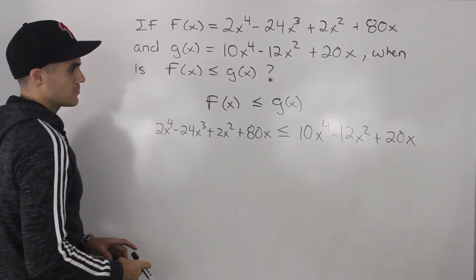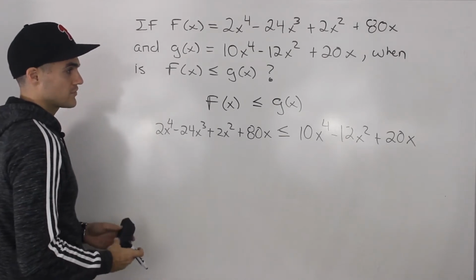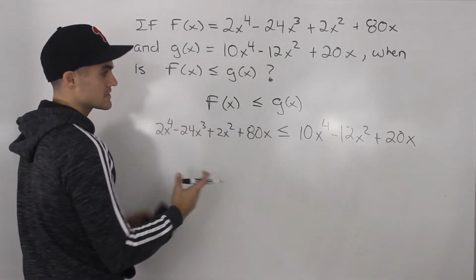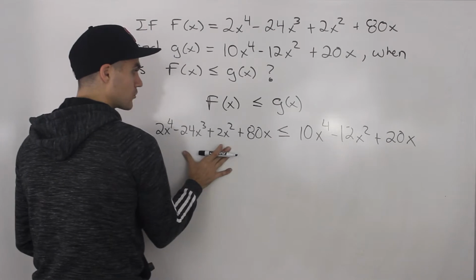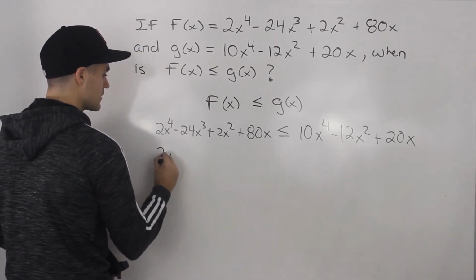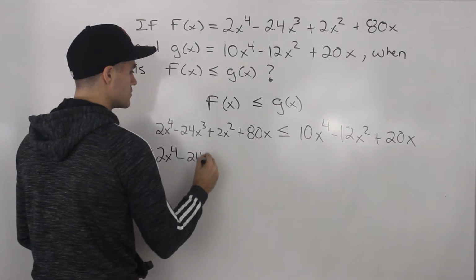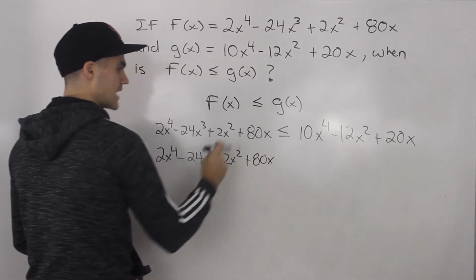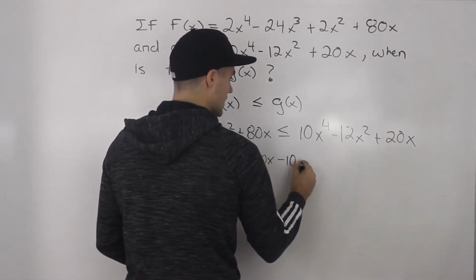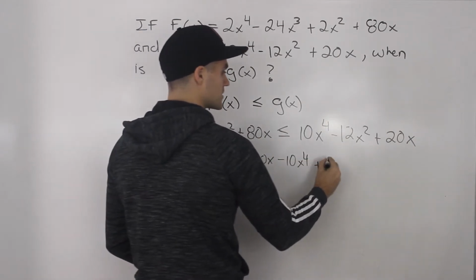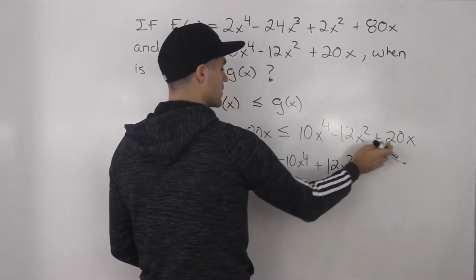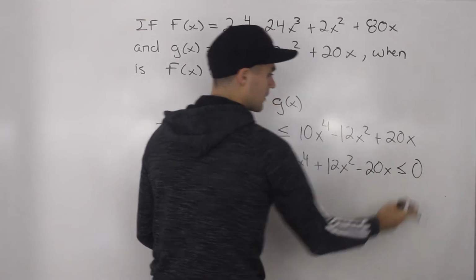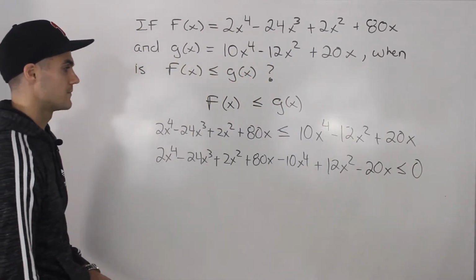So now at this point, just like we did before, we have to solve this polynomial inequality. So the first step is we want to take everything and bring it over to one side. So I'm going to take everything on the right side and bring it over to the left. So I'm going to rewrite the left side here, 2x to the 4 minus 24x cubed plus 2x squared plus 80x. This 10x to the power 4 comes over, that becomes negative 10x to the power 4. This comes over, becomes positive 12x squared, and then this positive 20x becomes negative 20x. And notice how there's now a 0 left on the right side.